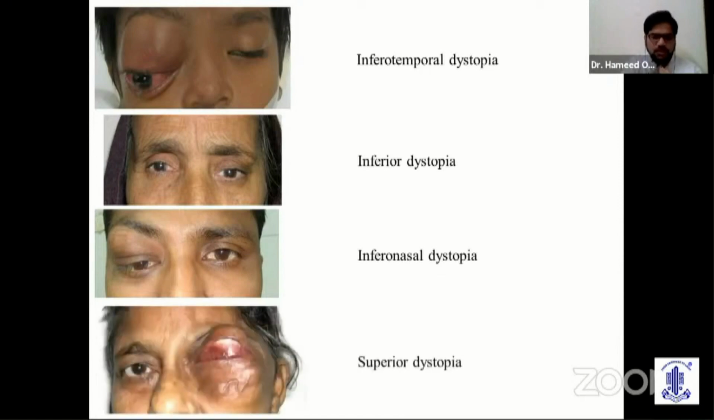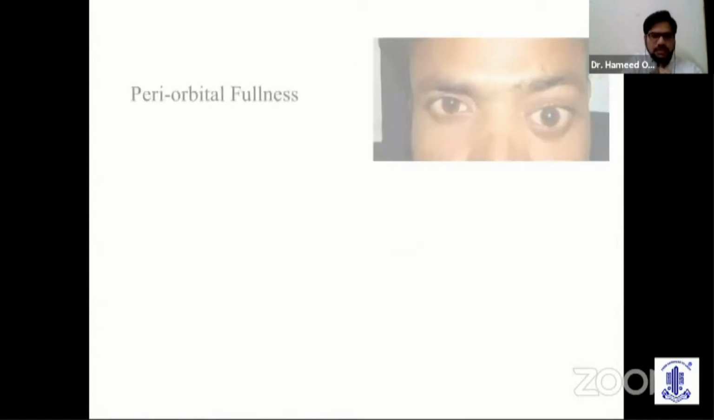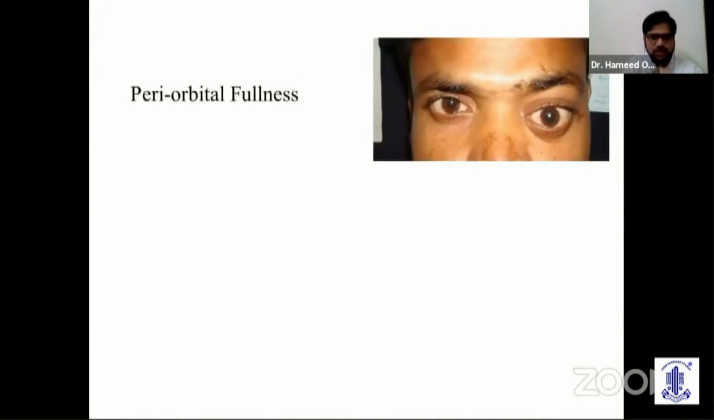Then superior dystopia could be because of a lesion of the maxillary sinus, such as squamous cell carcinoma of the maxillary sinus, eroding into the orbit and pushing the globe up. Then you need to look for the periorbital fullness. Like in this example, you can see there's a fullness in the superior sulcus, indicating a mass in the superior orbit displacing the globe downwards.